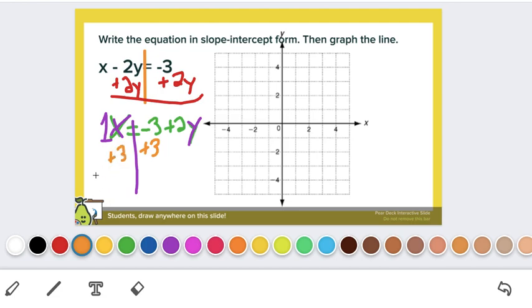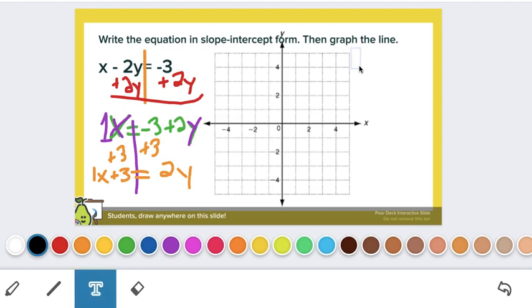And now we have 1x plus 3 equals 2y. Okay. And then our last step is to divide everything by 2. I'm going to have to do it over here, I guess. Let me try to text. How does the text work out? So 1x plus 3 equals 2y. That's not too bad. Jump back here. So we're going to divide everything by 2.